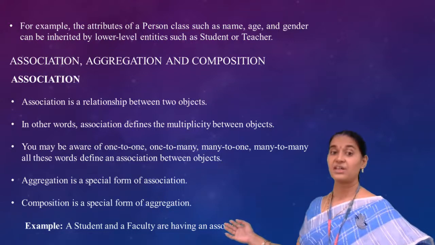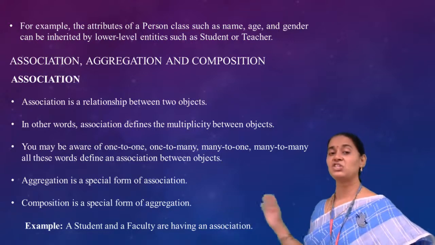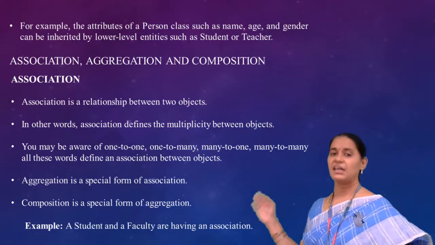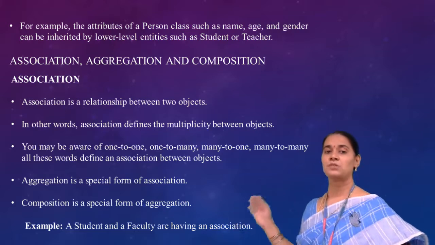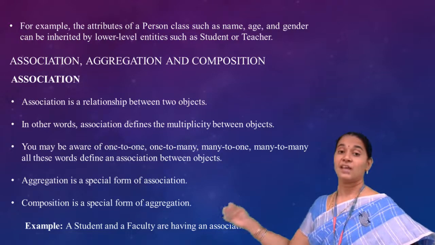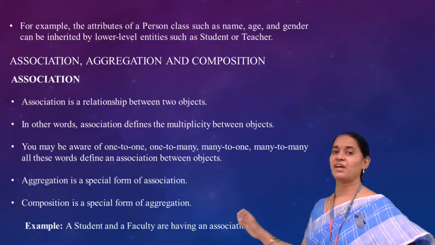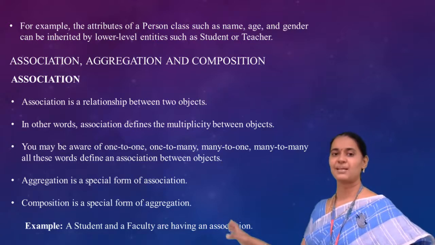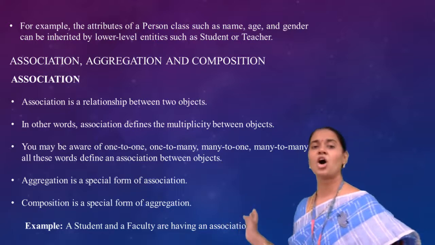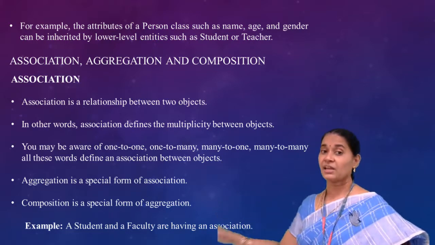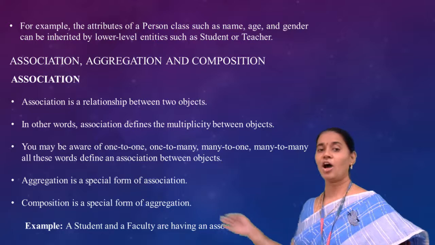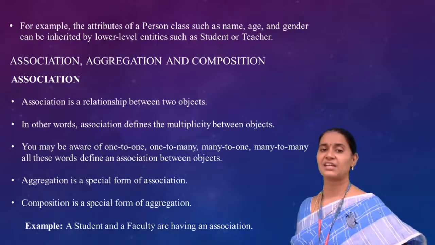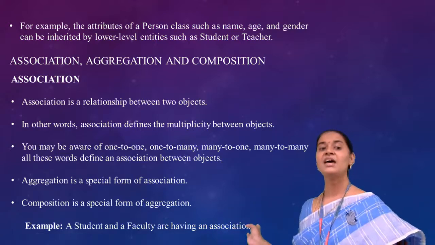Association is nothing but the relation that is established between the entities or objects. In other words, association defines multiplicity between the objects, that is, the relation between the objects or entities. There are various types of relationships, as we already know: one to one, one to many, many to one, and many to many. All these are different types of associations that can be established between the objects or entities.